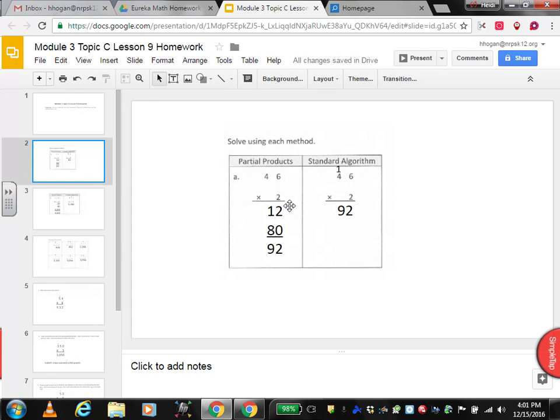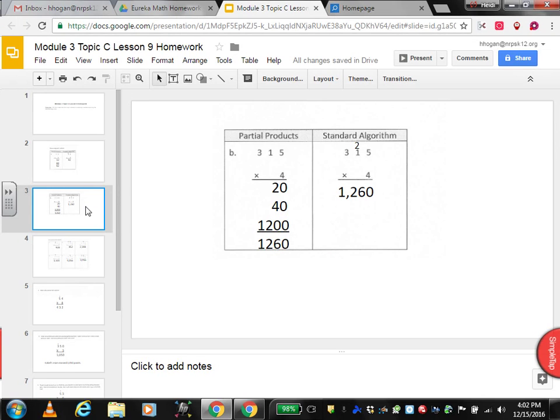So if we do 46 times 2 with partial products, we're saying 2 times 6 ones is 12. 2 times 4 tens is 8 tens, or 80. 12 plus 80 is 92. And now we come over to the standard algorithm, and we say 2 times 6 is 12. We cannot have 12 ones, so we regroup, right? We can only have 2 ones, and we would regroup this into the tens place. So we keep the 2, and we regroup into the tens place. 2 times 4 is 8, plus that 1 ten is 9, so it's 92.